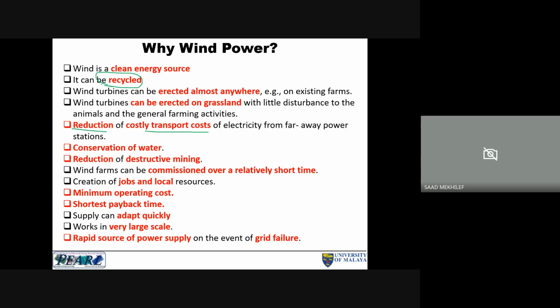And then we don't have to use coal. Okay, the operating cost is quite minimal, which is quite good, and it also has a short payback time. In terms of operating costs, after you install, yes, the capital cost is very high. However, the operating cost is quite low: lubrication, oiling, and maybe small minor maintenance. And the payback time is also reasonable and acceptable.